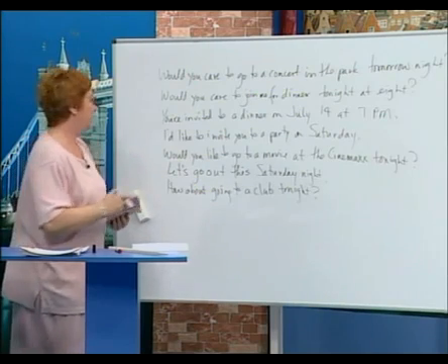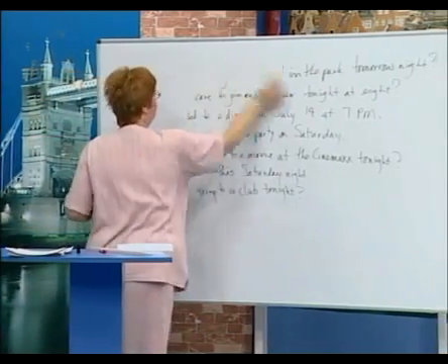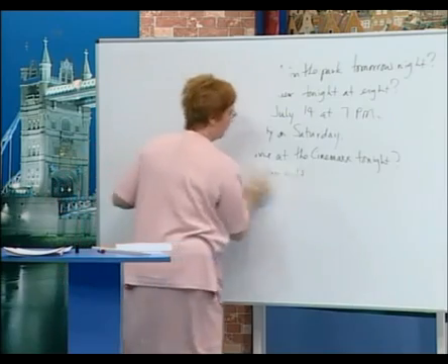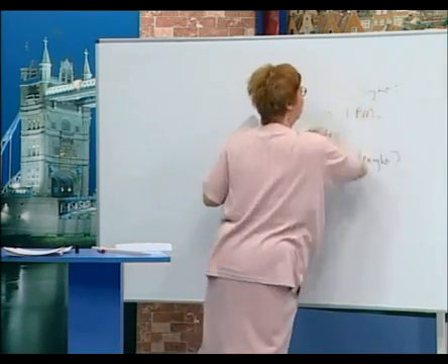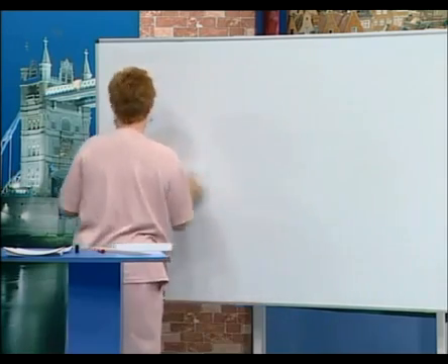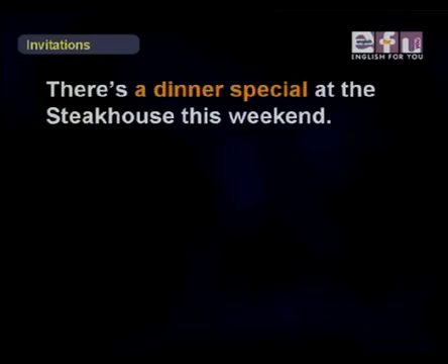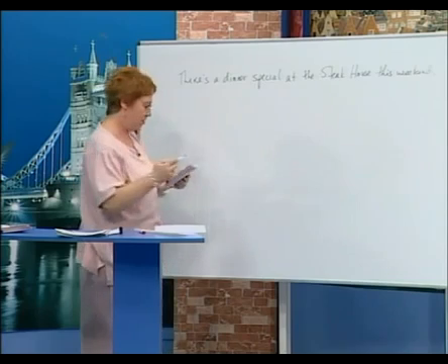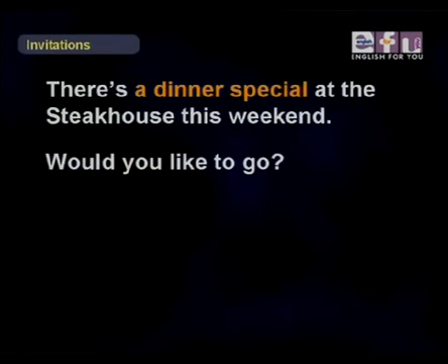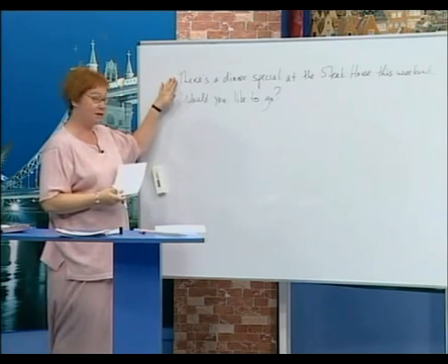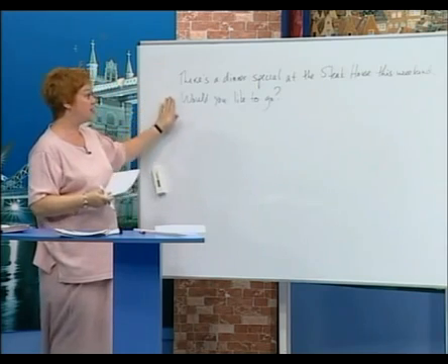Now, there's another way we can do it, and let me make some more room here. And we can change it around a little bit. And then I'll show you how it looks. Okay. Sometimes we say what, where, and when first. So there's a dinner special at the steakhouse this weekend. Here's the information, and now you can say, would you like to go? Okay, information and invitation.